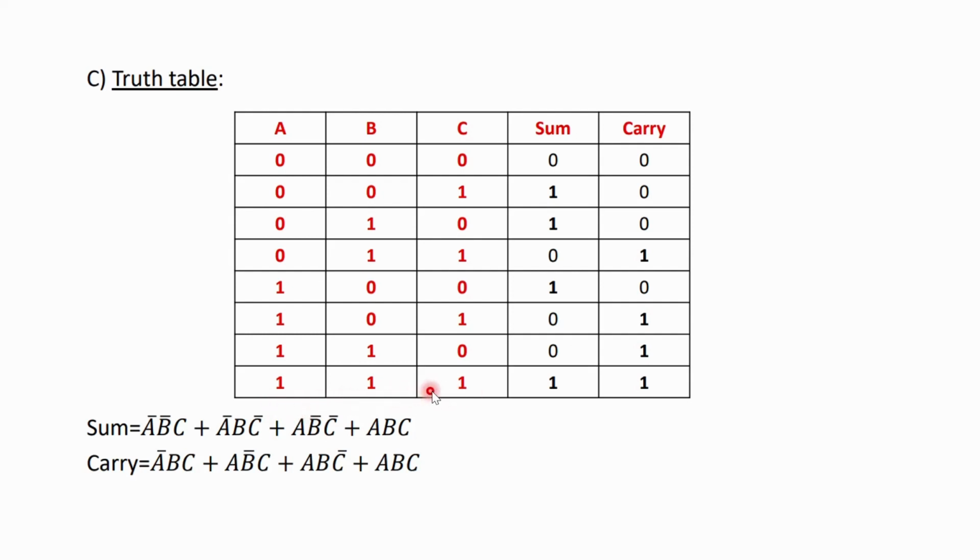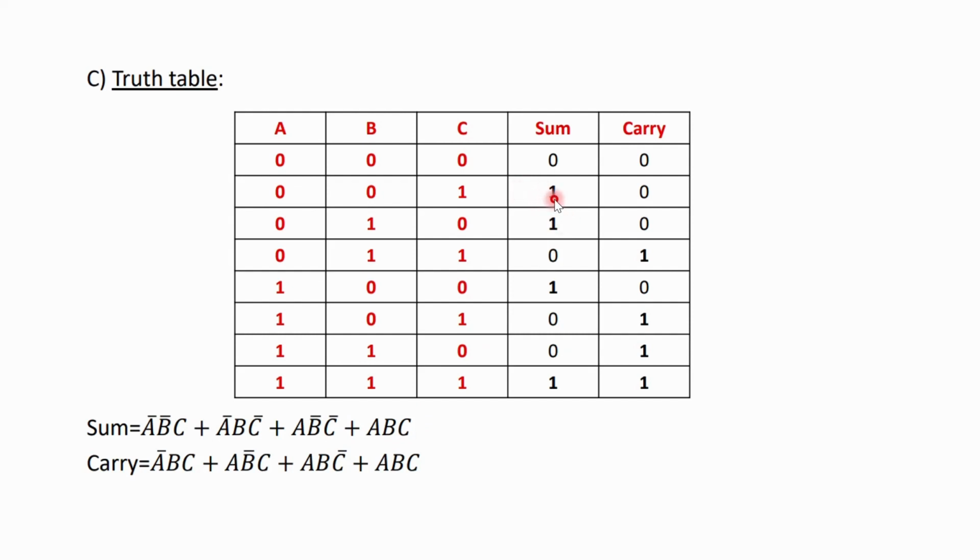So when we add three ones, we'll get sum 1 as well as carry as 1. So this is a truth table. And if we check the sum and carry output, there are high outputs as well as low. So, 4 high outputs and 4 low outputs in sum.